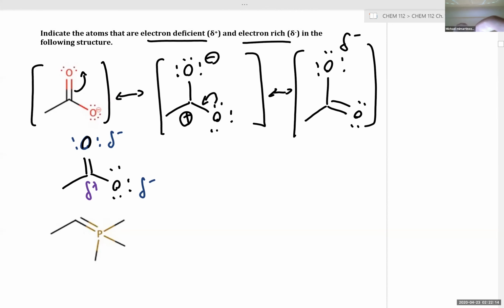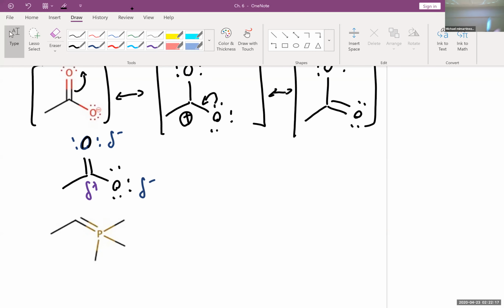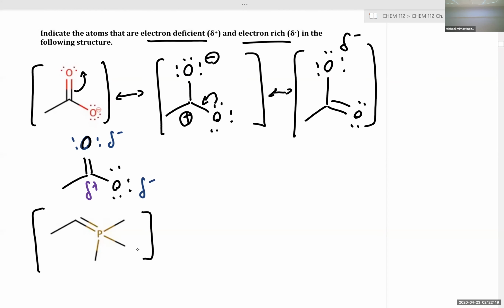Let's do one more together, as this one's pretty interesting. So looking at the following molecule, if we think about a carbon-phosphorus bond, which atom is more electron withdrawing, carbon or phosphorus? Which atom is more electronegative, carbon or phosphorus? Carbon, yep. Carbon is actually slightly more electronegative than phosphorus.